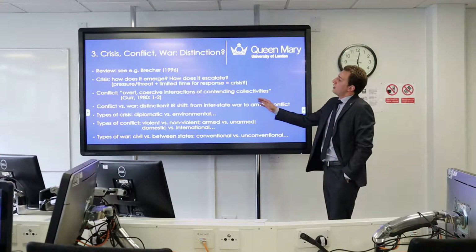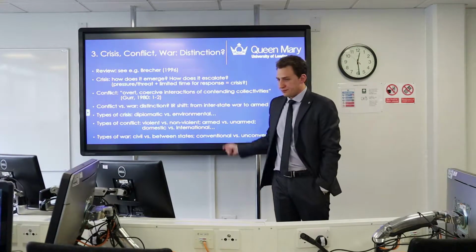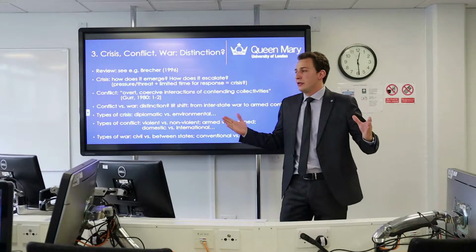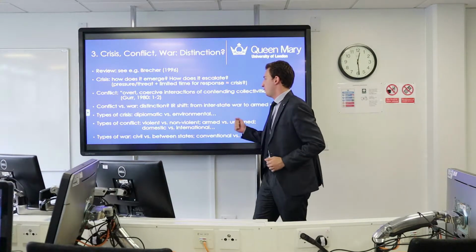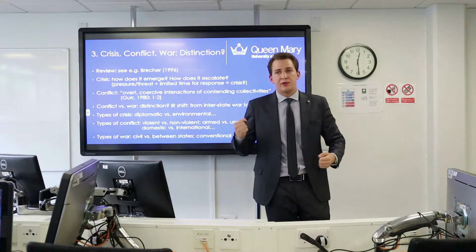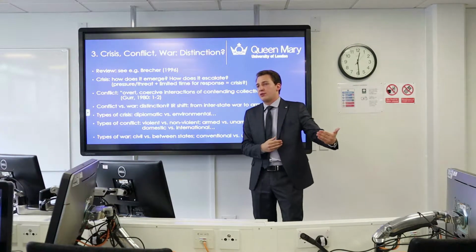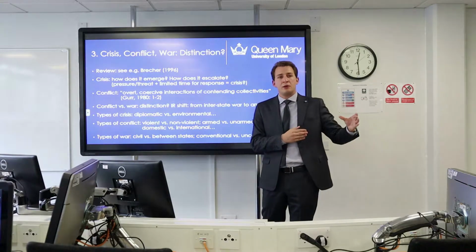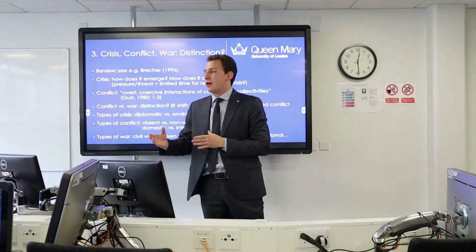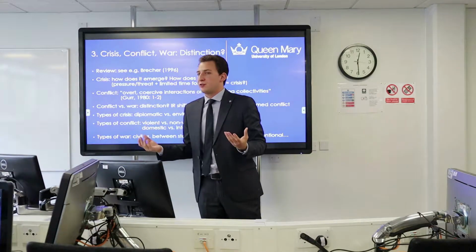So when you look at different types of crises or conflict or war, this is also something that you need to be able to distinguish clearly in the cases that you're discussing. If you're talking about crisis, is this a diplomatic crisis? Is this an environmental crisis? That relates back to the first distinction that we made between conflict caused by the actions of people and conflict caused by a natural shortage of vital resources.